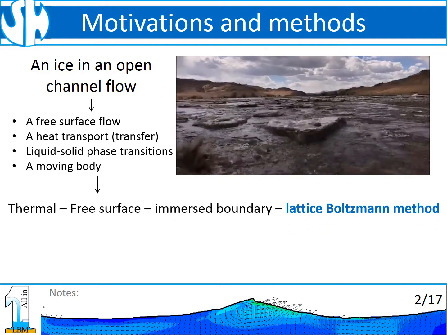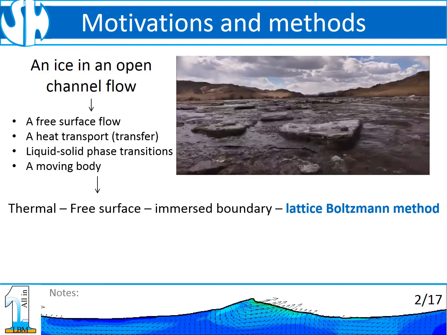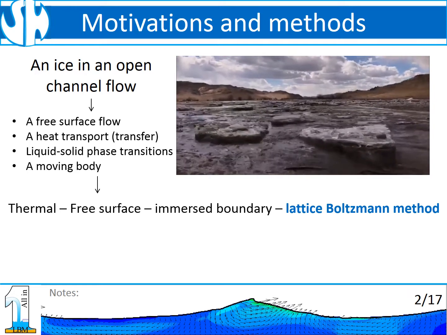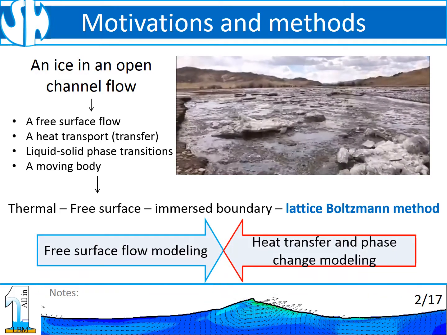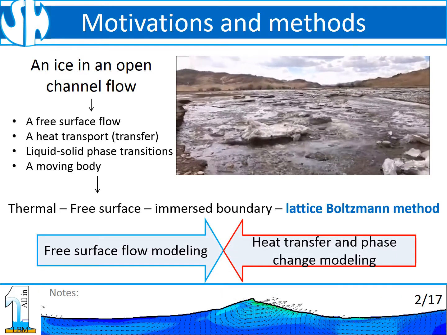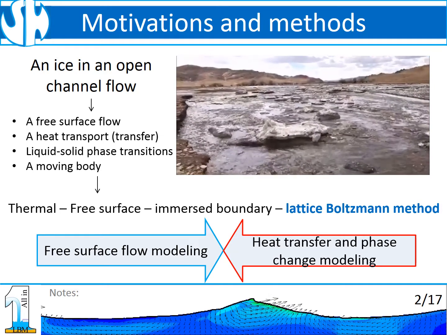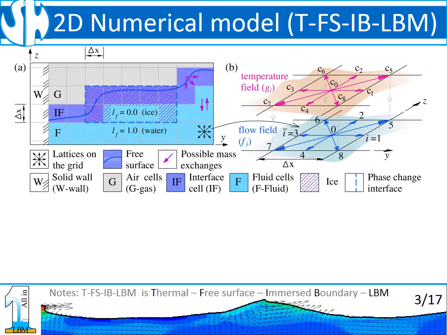To cover all these physical phenomena, we have proposed the thermal free surface immersed boundary lattice Boltzmann method. This generally has two modules, namely free surface flow modeling and heat transfer with phase change modeling. We are working on a 2D numerical model. Here we see grids and lattices. Each cell in the computational domain is indicated by materials such as G for air, IF for free surface, F for fluid, and W for wall or solid surfaces.